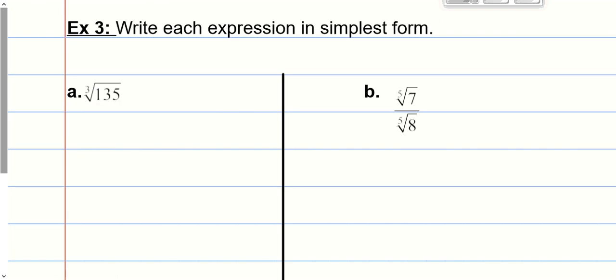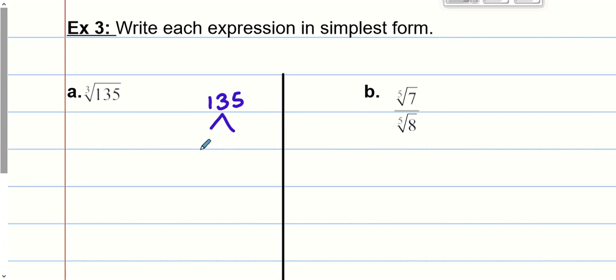Example 3. In example 3, write each expression in simplest form. So with that, we're going to have to be breaking a few things down here. So we have the cube root of 135. Well, let's take 135 and use a factor tree with that, which we have done before.